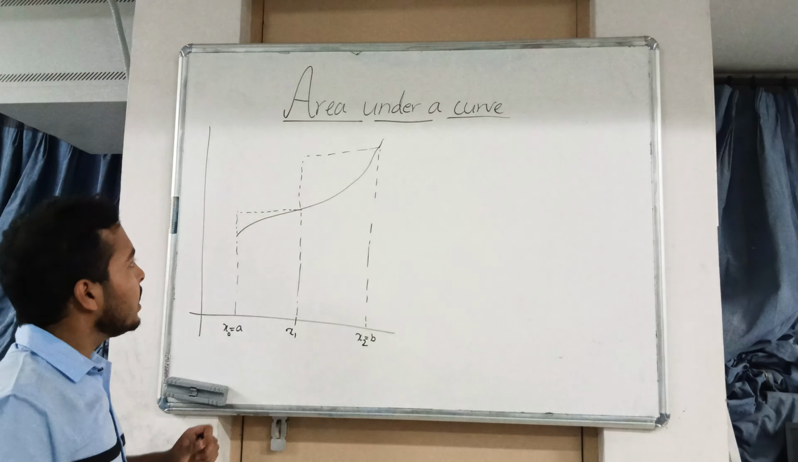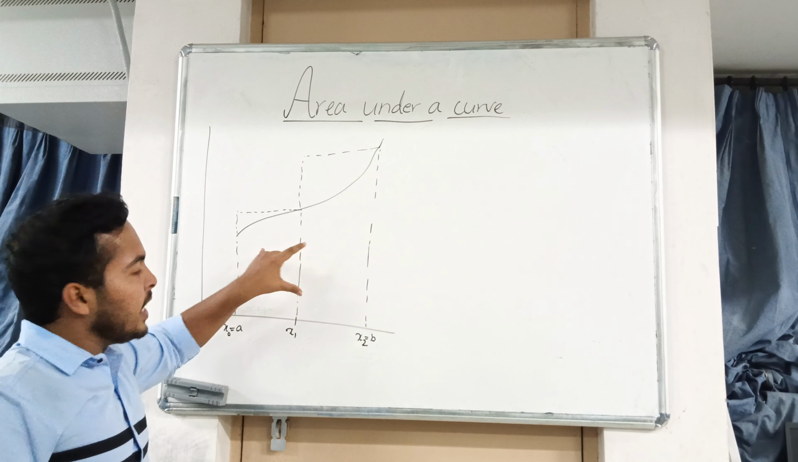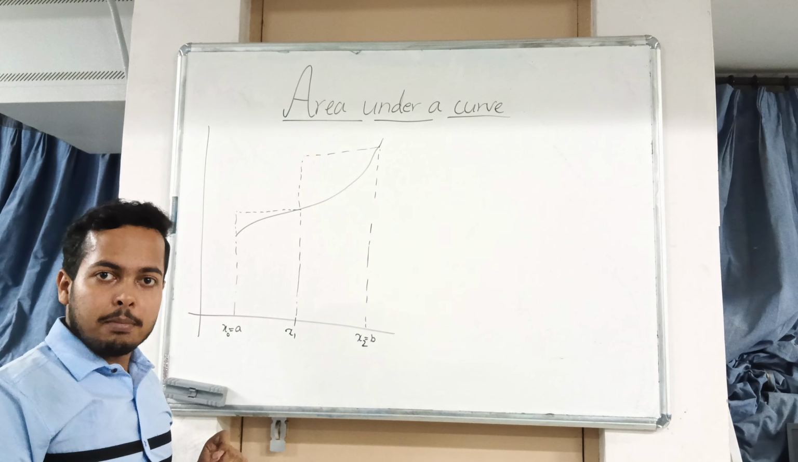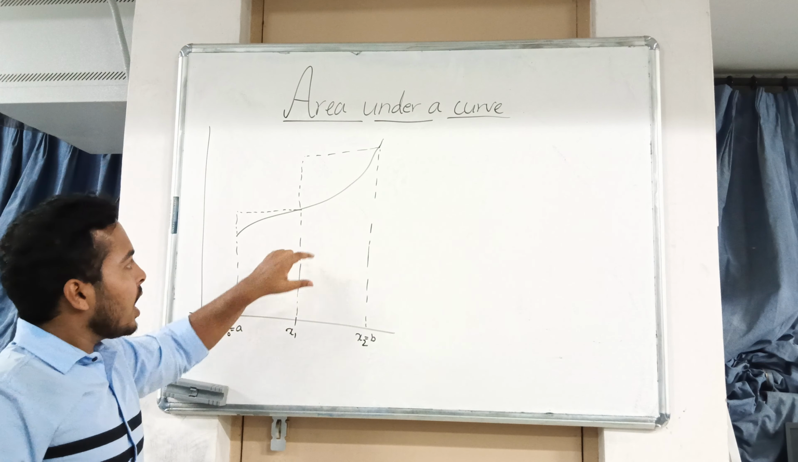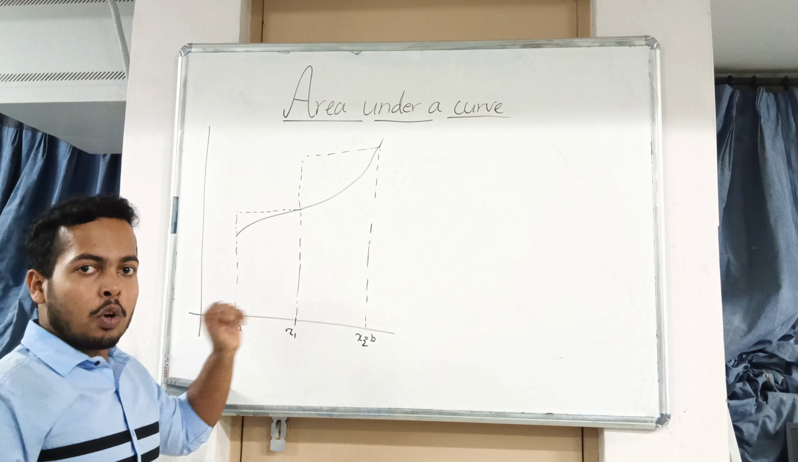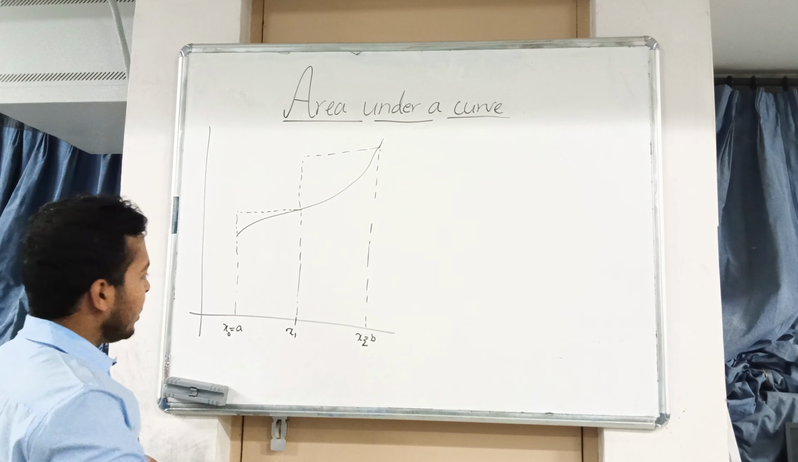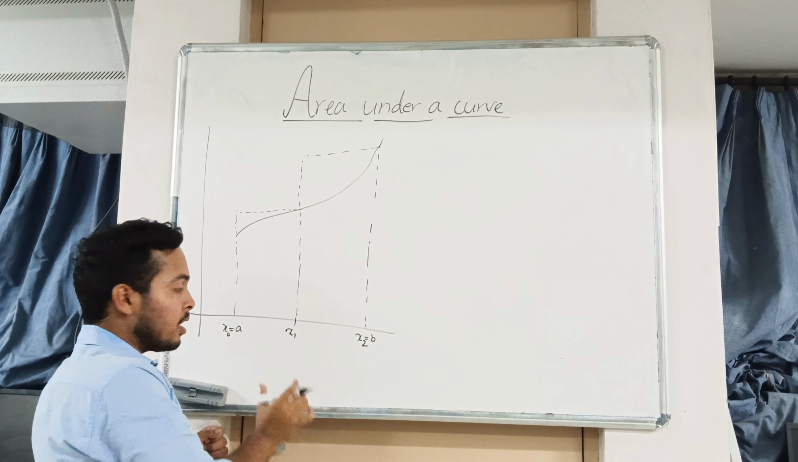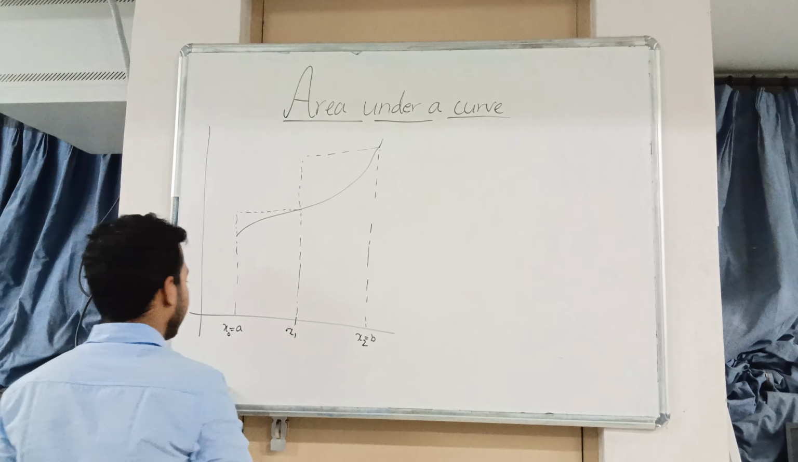Now as you can see, the rectangles completely cover the required area, but they have some extra area in them too. That means our approximation is rough, it's not accurate. So now let's break this interval into three subintervals of equal length.